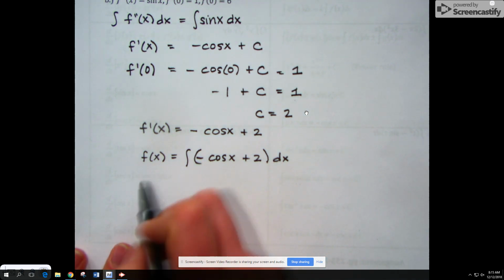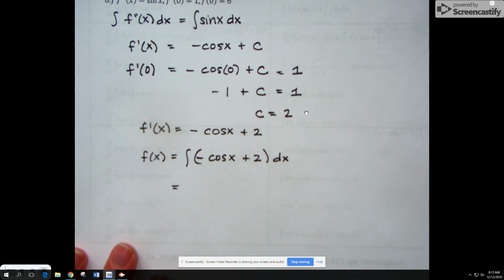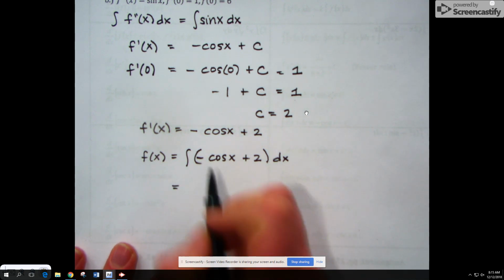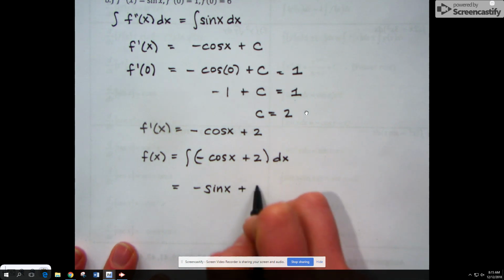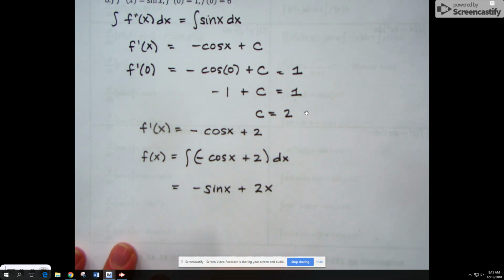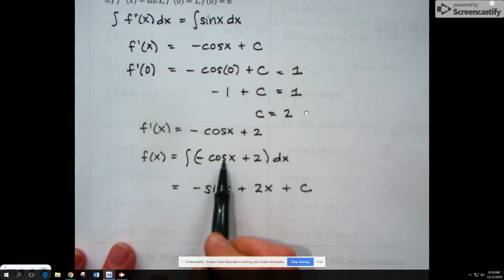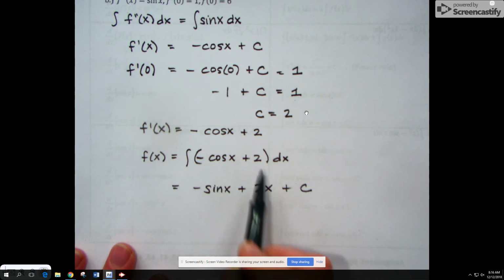So I can go ahead and solve that. The integral of cosine is sine, so the negative there is going to give me negative sine of x. The integral of 2 would be 2 times x, and plus c. I always like integrals because you could always check your work. The derivative of negative sine x is negative cosine x. The derivative of 2x is 2. So if you understand the relationship, you can kind of check your work as you go.